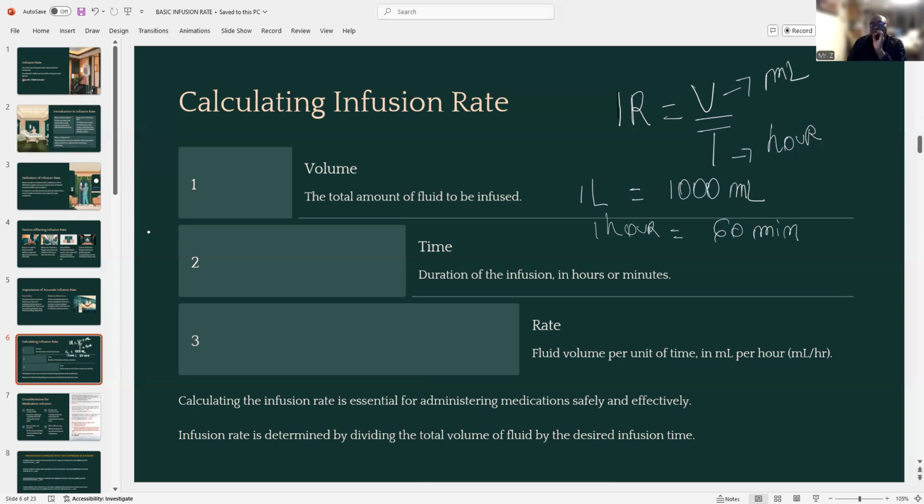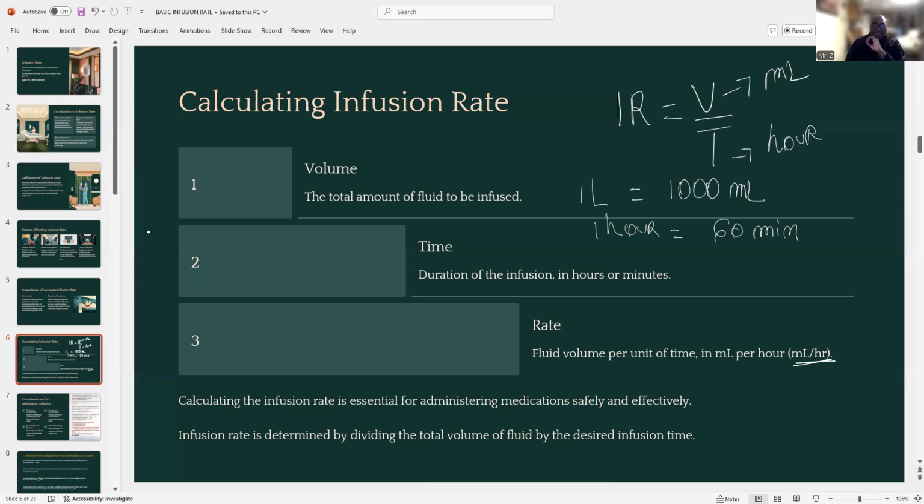So anytime you're solving for infusion rate, volume over time, remember you are solving for milliliters per hour. Do not forget that, milliliters per hour. So whenever they ask you to solve for milliliters per hour, you know that is your infusion rate. The volume must be in milliliters. If the volume is not in milliliters, you have to convert it. Your time must be in hours. If your time is not in hours, you have to convert it to hours.